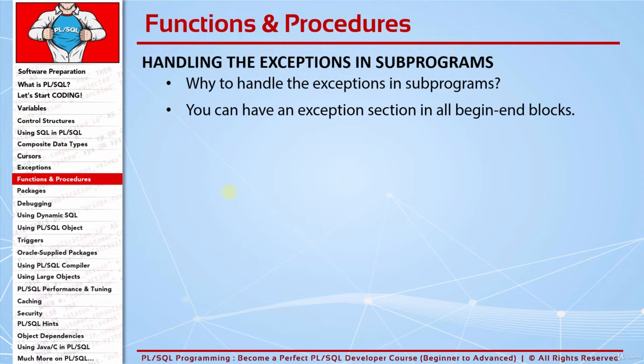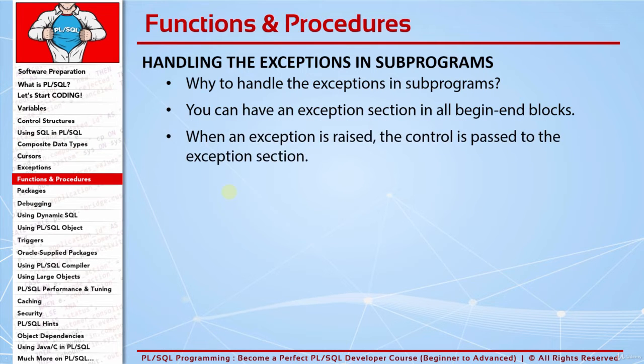We know that if we have a begin-end block somewhere, we can have an exception section in there too. This is also valid in functions and procedures. Besides, we know that when an exception is raised in a block, the control immediately goes to the exception section of that block. But what if you do not handle an exception?